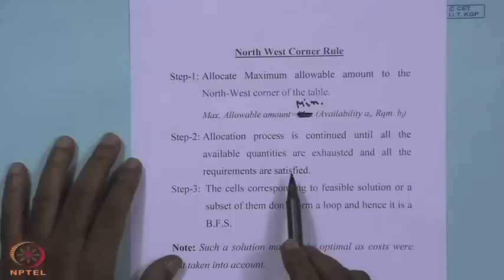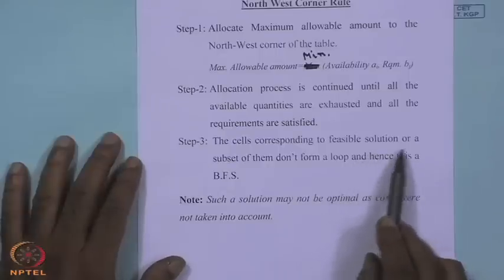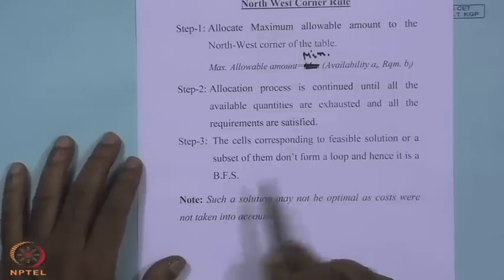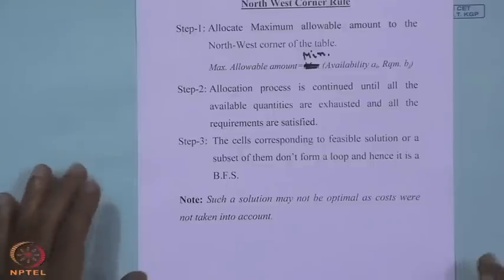Then the allocation process is continued until all available quantities are exhausted and all the requirements are satisfied. That is, you allocate to the first cell, then go to the next cell, and repeat the process. The cells corresponding to a feasible solution or subset of them do not form a loop, and if they do not form a loop, then it is a basic feasible solution. In the transportation problem, we are trying to find some initial basic feasible solution by some method.